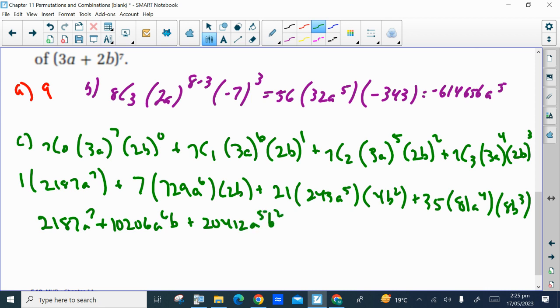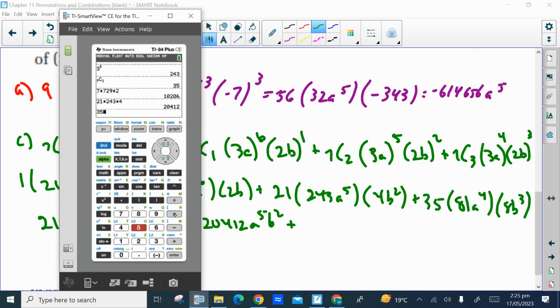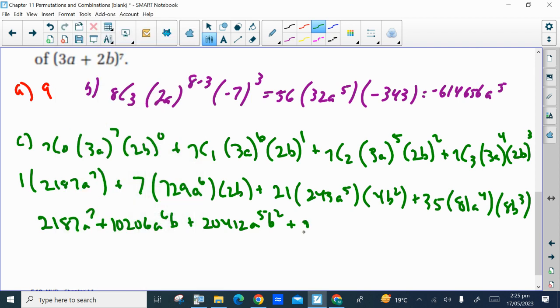Remember that whenever you add the powers together on the variables, they always have to equal n. They always equal 7. And the third term coefficient comes from multiplying 35, 81, and 8. 22,680. A to the 4th b cubed. So there are the first 4 terms of that expression.